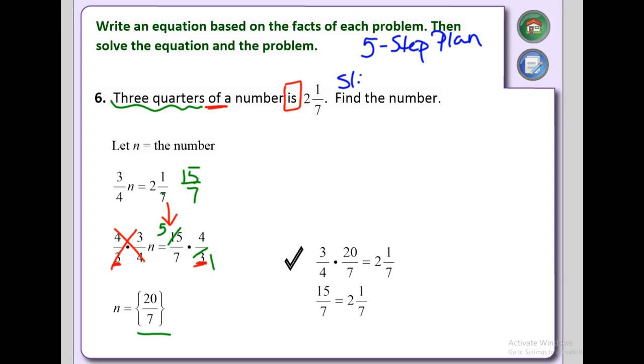Now, let's look over here. Here's my check. All right, 3/4 times n. Here's n. I plugged it in. And then we did some cross-canceling. This is 1, and this is 5. So 3 times 5 is 15/7, and 2 1/7 is 15/7. So it checks. Very nicely done.